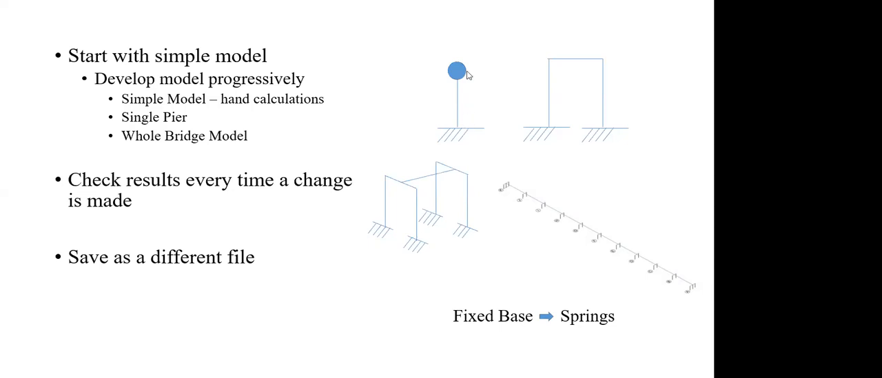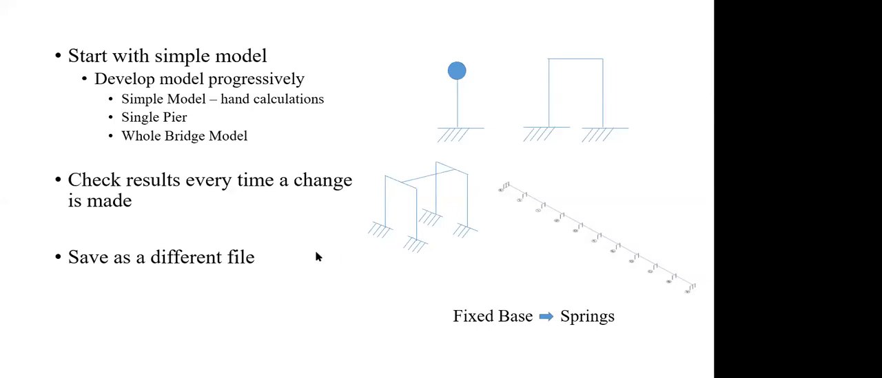A simple column with a lump mass, and just comparing the results in OpenSees with my calculations, to understand how things work in OpenSees. Then moving on to a single pier, then duplicating the pier, and from there continuing progressively to develop the whole bridge model. I didn't just develop the whole bridge model directly.